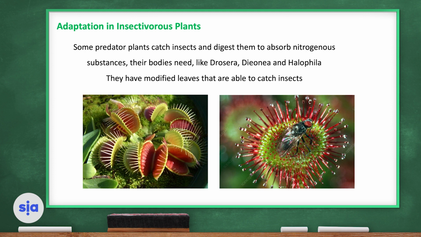Now we are going to discuss adaptation in insectivorous plants. Insectivorous plants are predator plants, catching insects. They eat them and digest them to absorb nitrogenous substances their bodies need, like Drosera, Dionaea, and Utricularia. They have modified leaves that are able to catch insects.